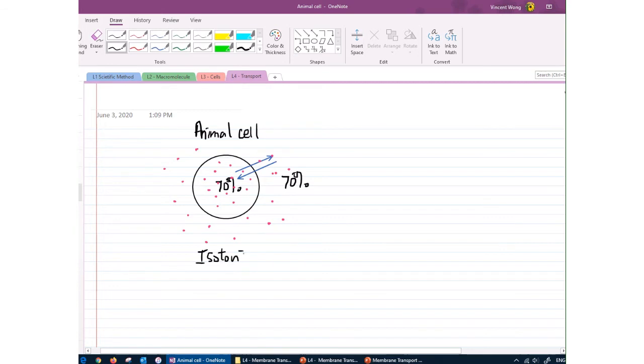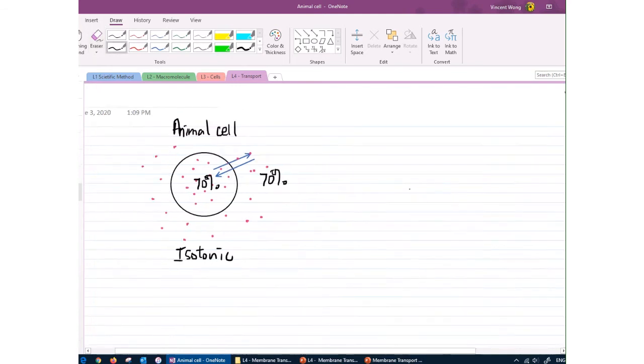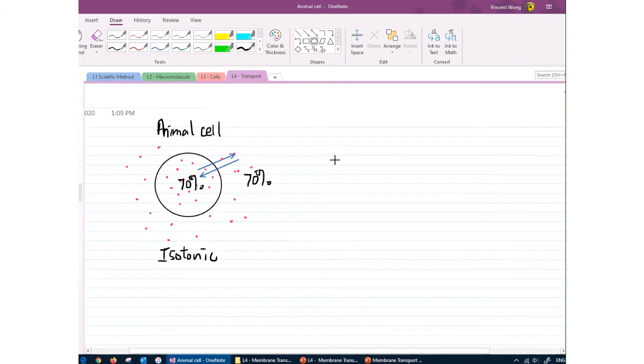Isotonic. Right. So there's no net gain or net loss of water. The rate at which water exits the cell is the same as the rate at which water is coming in. So the cell will remain the same. Now we're going to look at a second scenario. Maybe I should put here no change in cell volume.